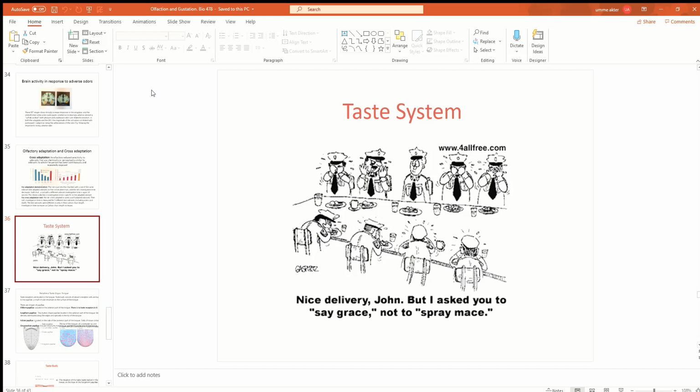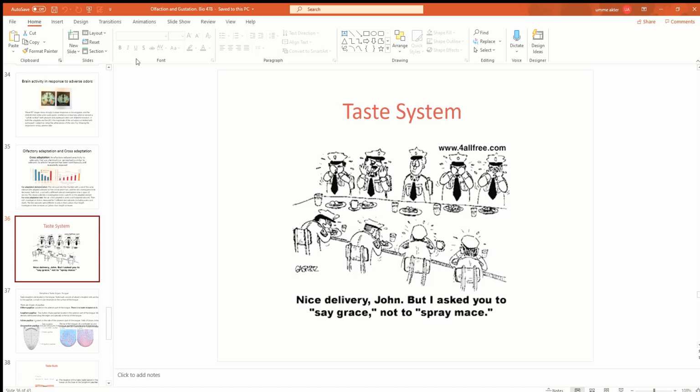Hello everybody. Today we'll talk about taste perception. The taste system is the sensory system that is responsible for the perception of taste.